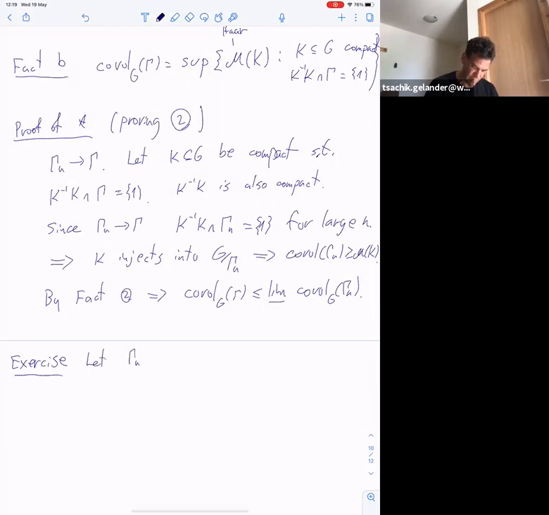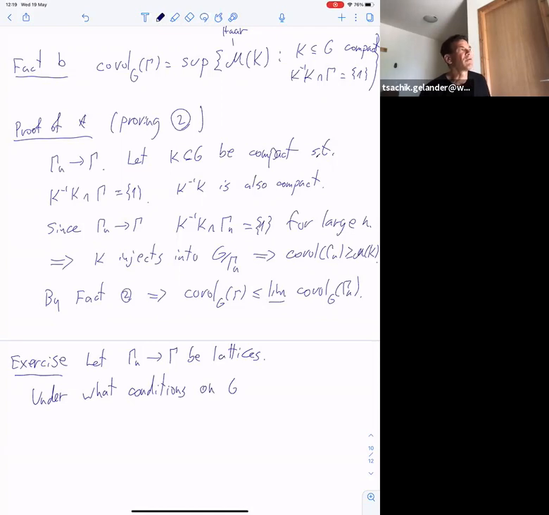Let gamma n converge to gamma, lattices. Is it always true? Under what condition? On G, I don't remember the answer. That's why I ask it so vaguely. Maybe it's always true, but maybe I need to assume a Lie group or something. But maybe it's always true. I need to think about it a moment.